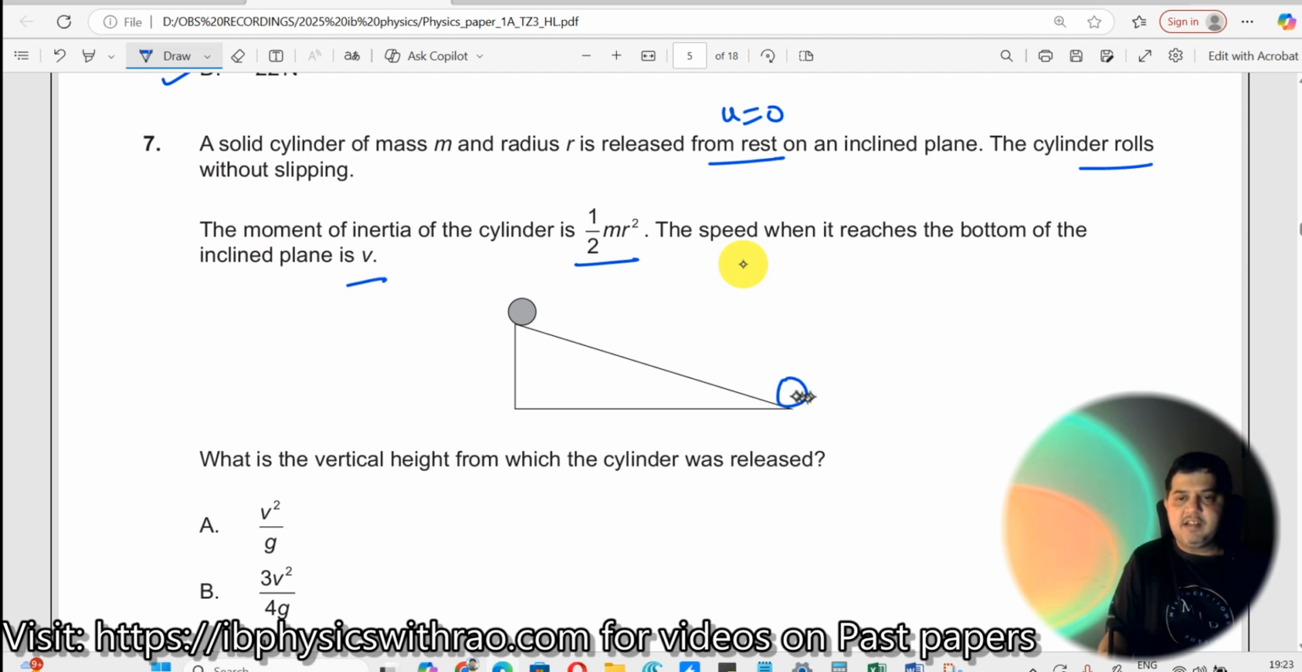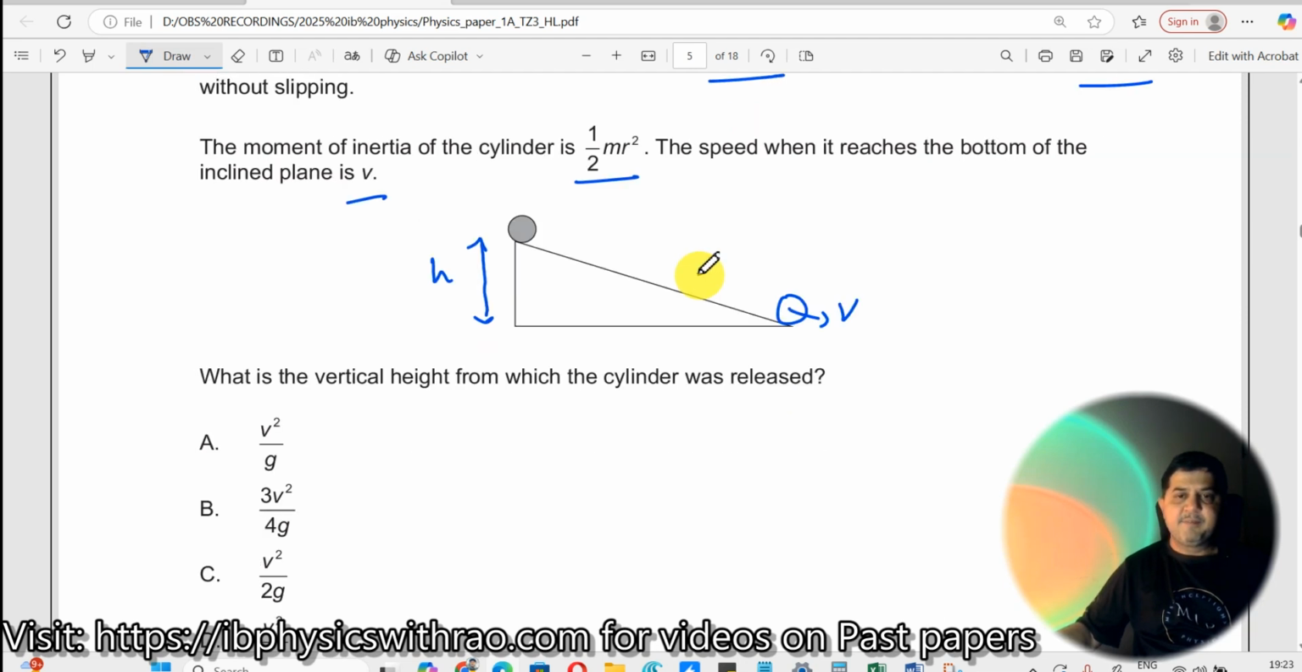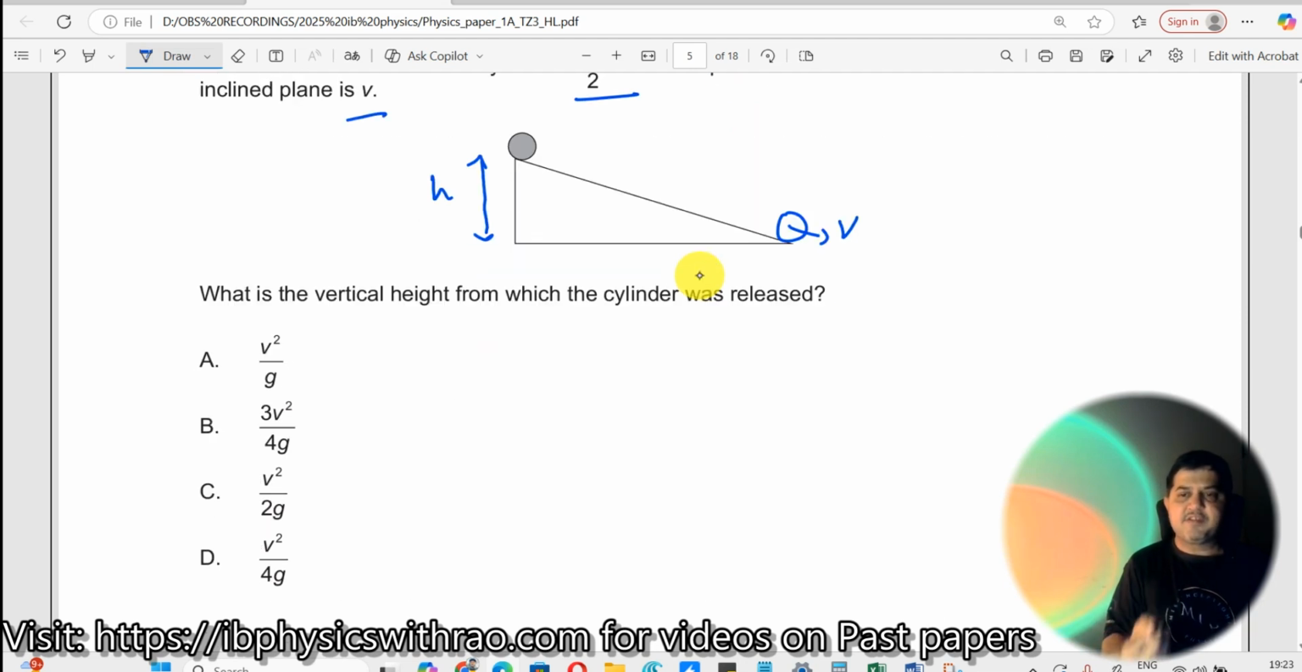So when it reaches here, its speed is v. What is the vertical height from which the cylinder was released? This is the question. How do we solve this? Now, you can use conservation of energy here.